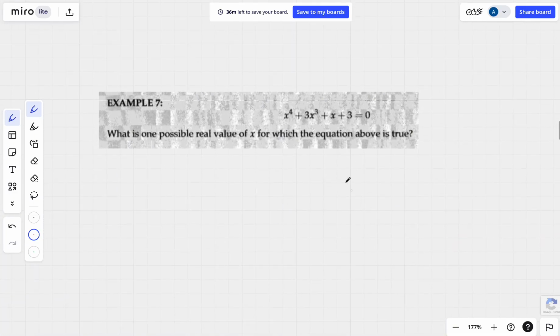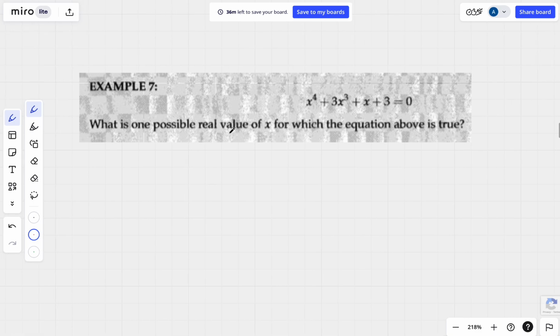Example 7. It says, what's one possible real value of x if this is true? So to solve this question, we factor by grouping. So we take this as the first group and this as the second group. Now in the first group, what's common between these two? Between these two we have x cubed that's common. So we'll take x cubed out for the first group. So that's going to be x cubed times x plus 3. That's what's common in the first group.